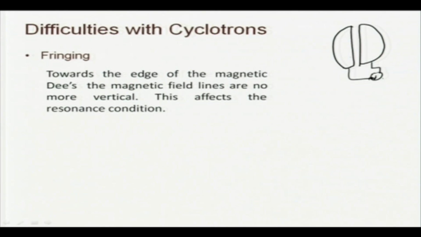But if you look at the transverse direction, one of the Ds will look like this, and inside this the particle will be going around in a plane perpendicular to the plane of the paper. What we want for the entire thing to work properly is a magnetic field that is vertical, perpendicular to the plane of the Ds. The resonance condition that we had looked at in the last discussion was derived using this.